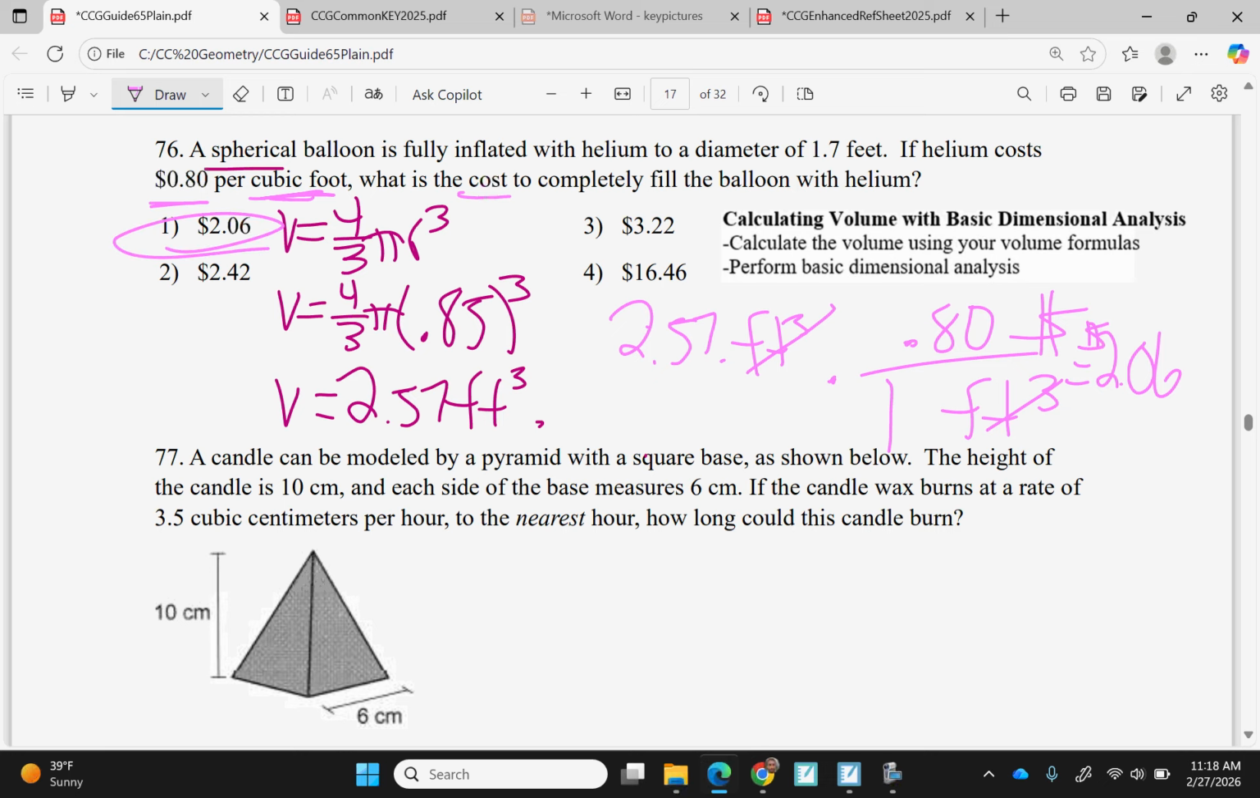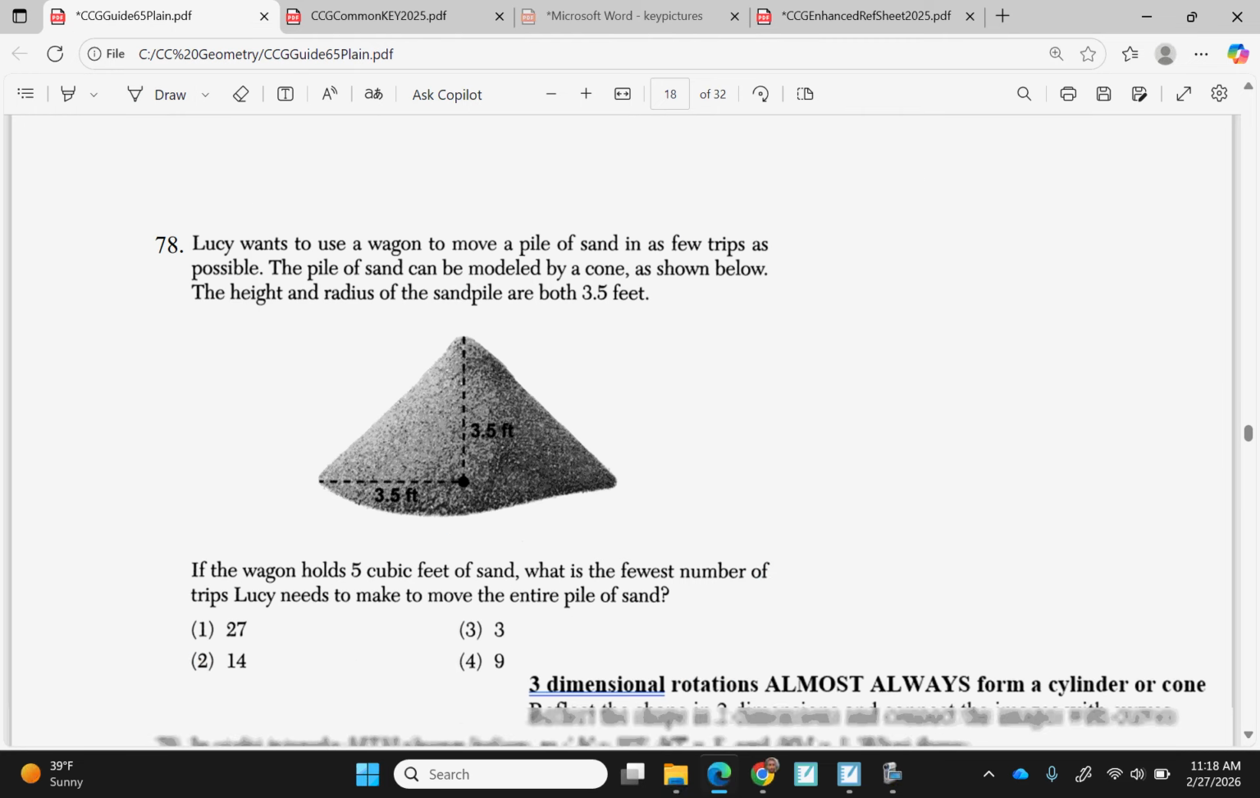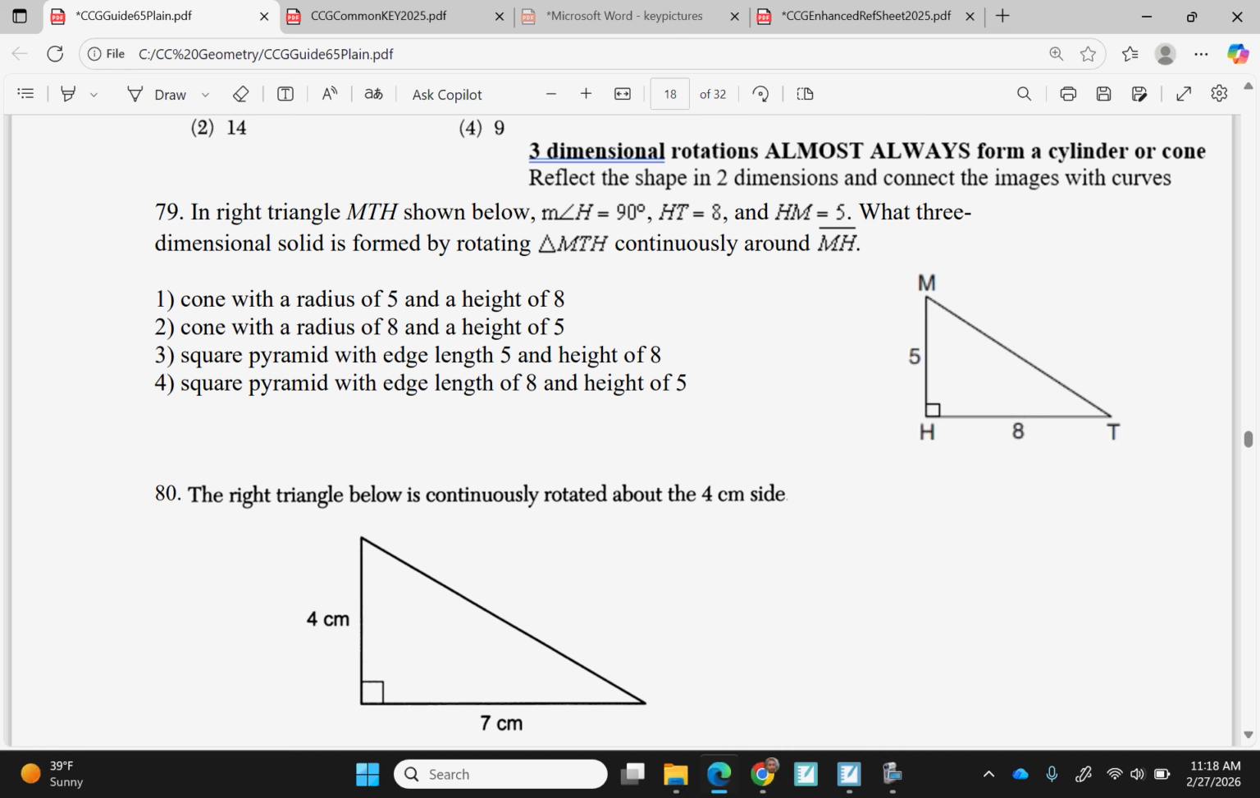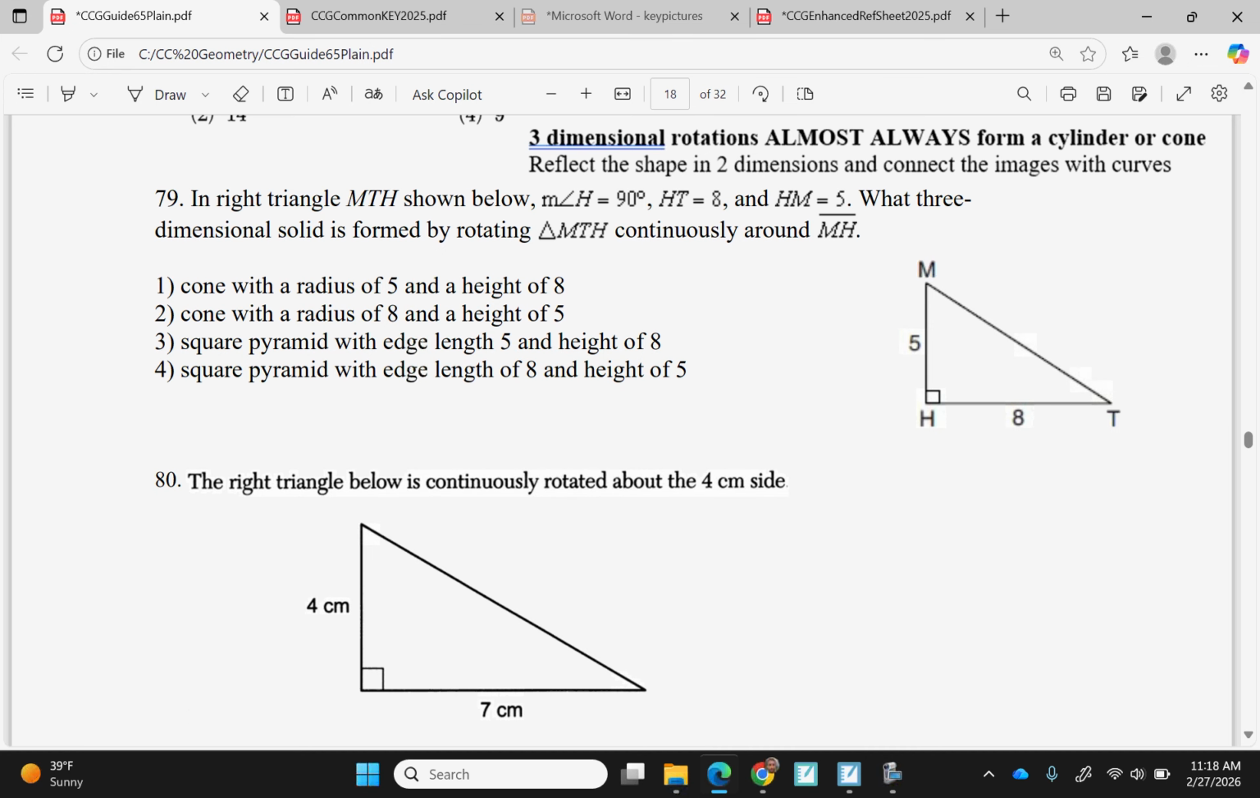Find the volume, do your basic dimensional analysis. Again, if you don't understand the basic dimensional analysis, then watch my video on that. 3D rotations, I can do this on paper. The concept is I got a flag on a flagpole, I'm spinning it around continuously. So I can do this 2-dimensionally.